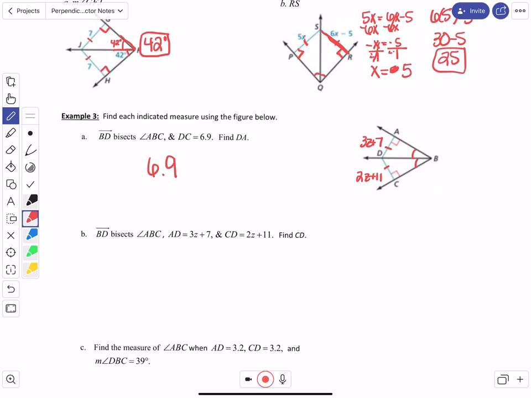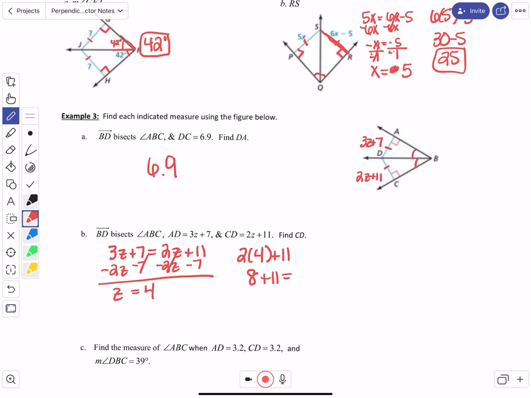Well, I got to figure out Z first, so I'm going to do 3Z plus 7 equals 2Z plus 11. I'm going to subtract 2Z, which is going to give me Z, and I'm going to subtract 7, which is going to give me 4. So if it wants us to find CD, I'm going to plug 4 in to the CD part. That gives me 8 plus 11, which is going to give me 19. Okay, let's go back and get rid of this and get ready for our next problem.